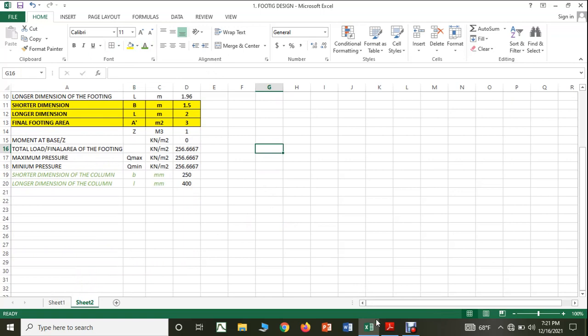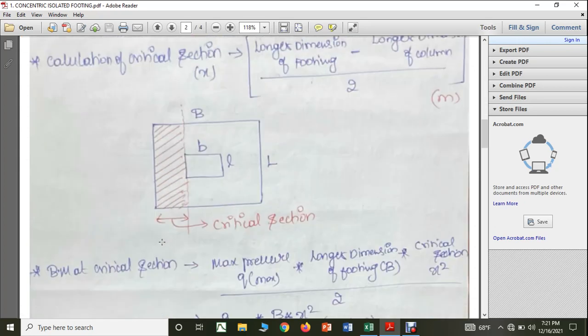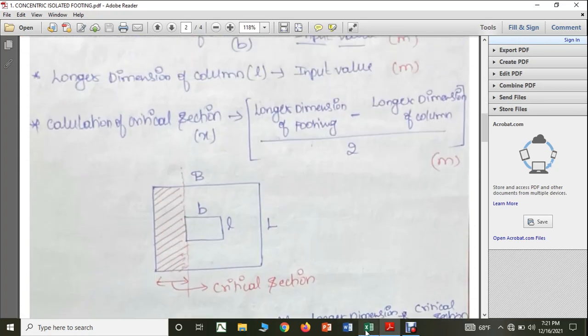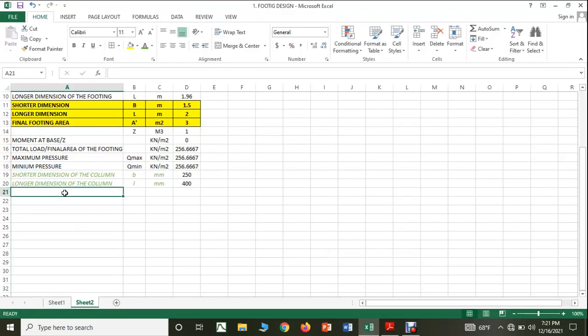Okay, so the next step is calculation of the critical section, right? Calculation of the critical section. So let us write the formula for calculation of critical section X. We can just write critical section of footing, right? So let us give that in small x, and that will be in which unit?